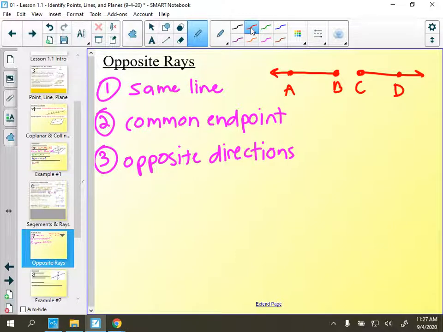Okay, do they fall on the same line? No. Do they have a common endpoint? No. Okay. What about something like this? So this would be an example of not an opposite ray.